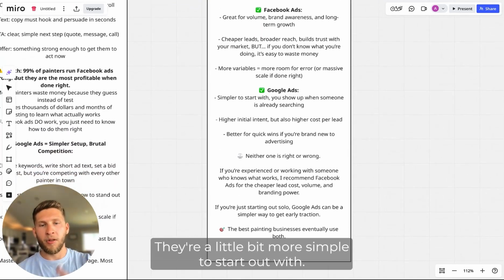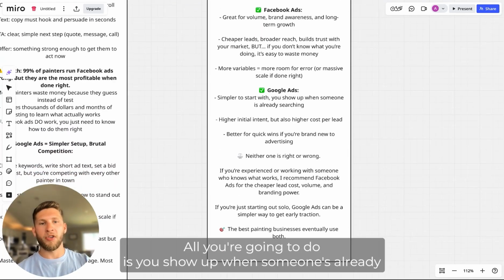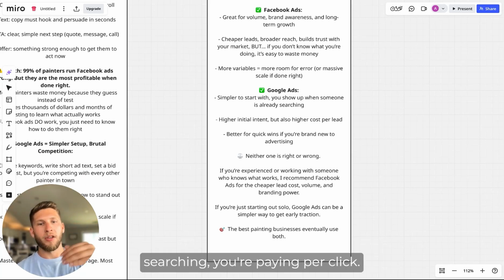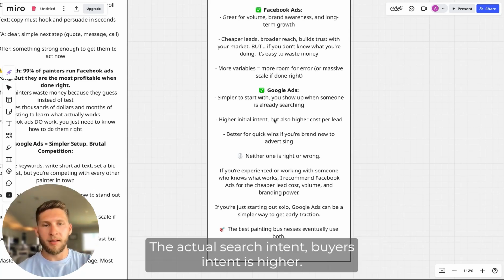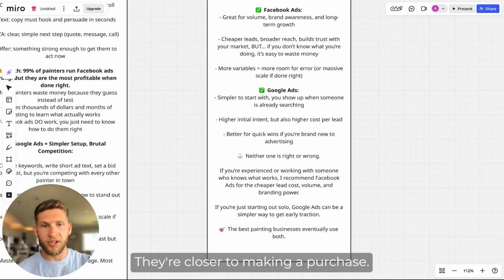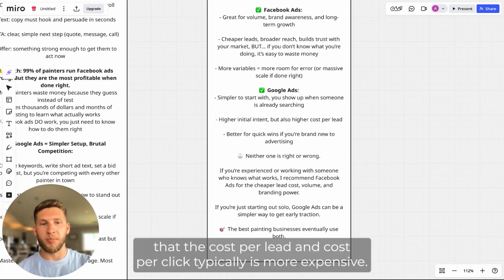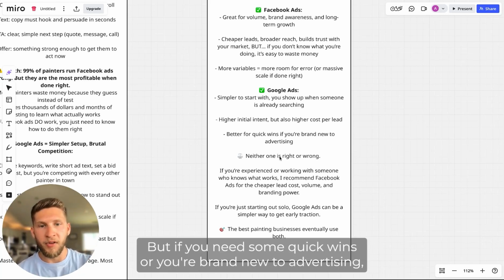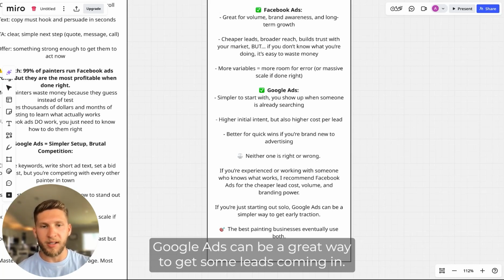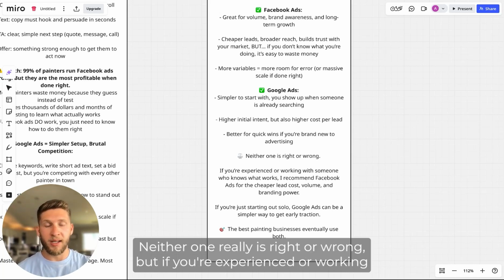And Google ads, they're a little bit more simple to start out with. All you're going to do is show up when someone's already searching. You're paying per click. The actual search intent, the buyer's intent, is higher. They're closer to making a purchase. That does mean that the cost per lead and cost per click typically is more expensive. But if you need some quick wins or you're brand new to advertising, Google ads can be a great way to get some leads coming in. Neither one really is right or wrong.